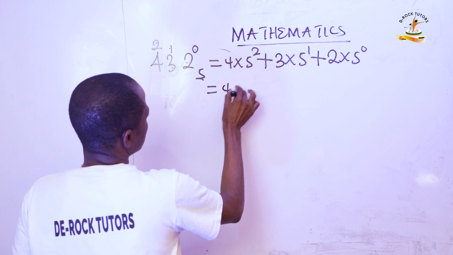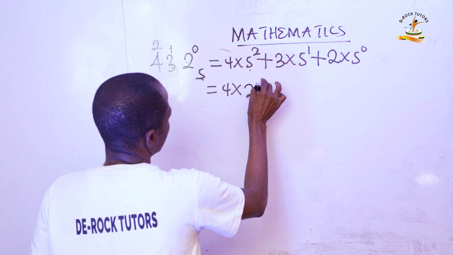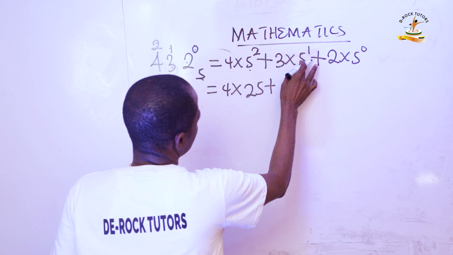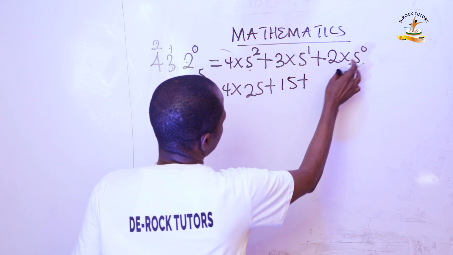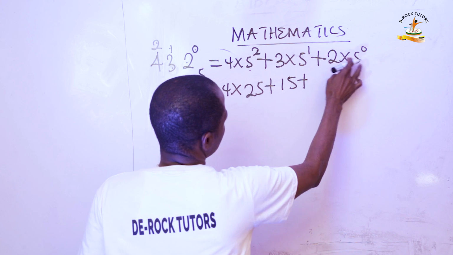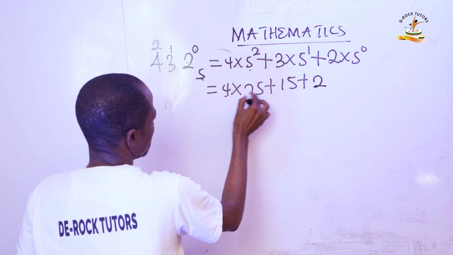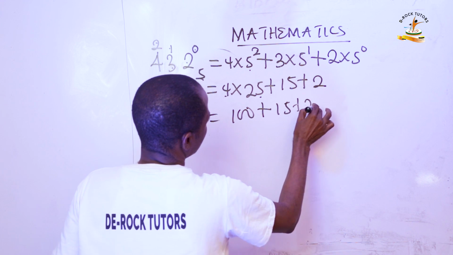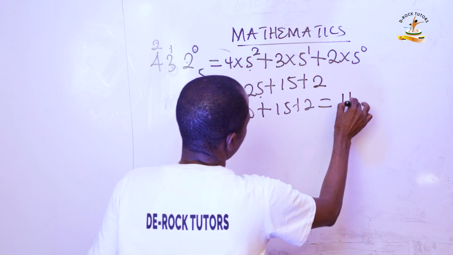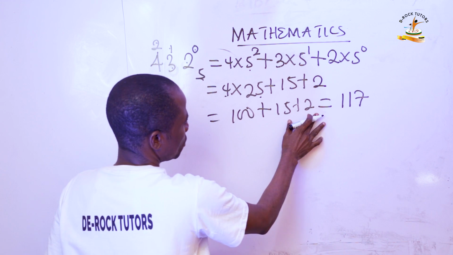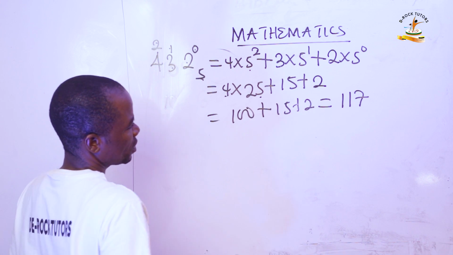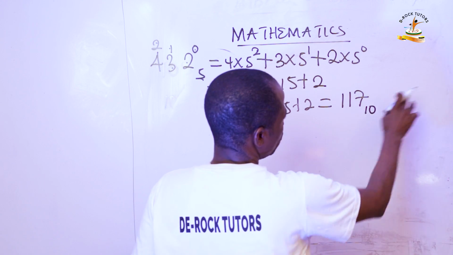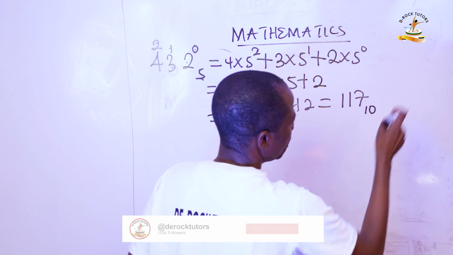So 4 times 5 squared is 25, plus 3 times 5 raised to the power 1 is 15, plus 2 times 5 raised to the power 0, which is 1, that gives us 2. So 4 times 25 gives us 100, plus 15 plus 2. 15 plus 2 is 17. 17 plus 100, that's 117. Now in base 10, our job is to convert 117 to base 3.